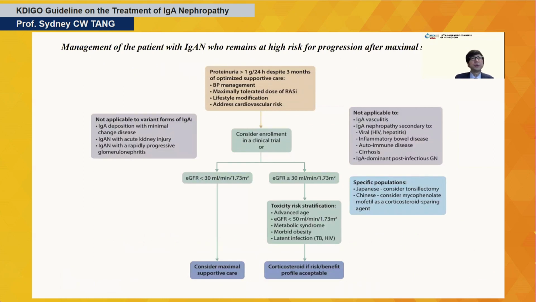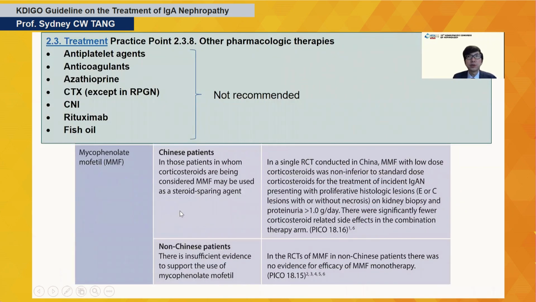Now let me turn to management of patients with other characteristics. Notably, in this algorithm, you would see specific populations, and I highlight here Chinese patients and Japanese patients. So let me talk about Chinese patients first.